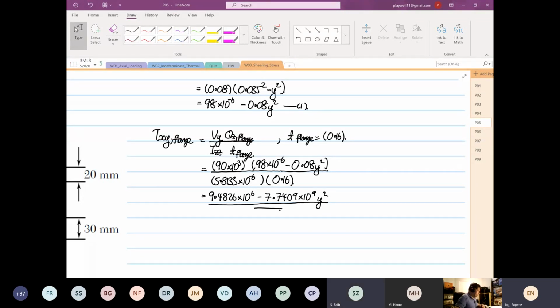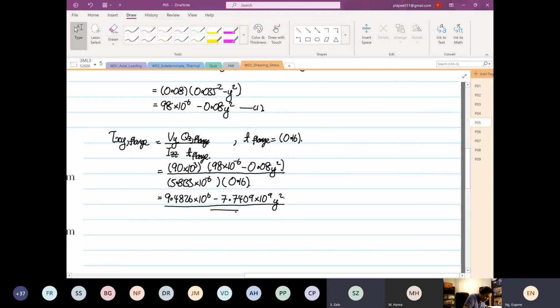Right? So when you substitute y is equal to 0.035, okay, I'm going to substitute that. So it's equal to 9.4826 power 6 minus 7.7409 power 9 times by 0.035 squared. I get minus 2.5, which is approximately equal to what?